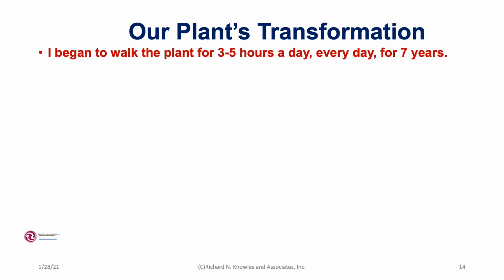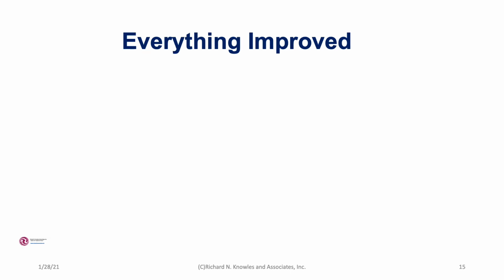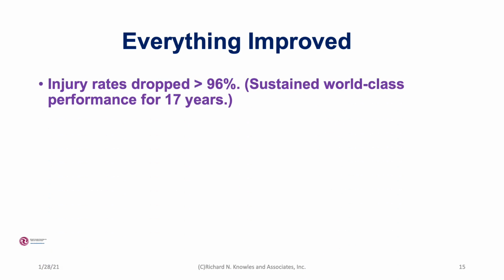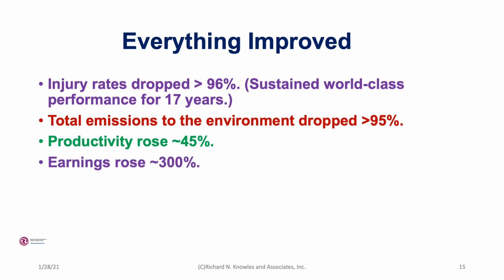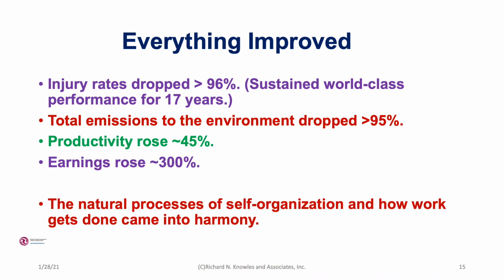So the plant's transformation began to occur. As we did this, everything improved. Our injury rates dropped by 96%, and we did that in the first 3 years, but it sustained that level of world-class performance for 17 years. Total emissions to the environment went down about 95% in 5 years. Productivity went up about 45%, and earnings rose about 300%. So things got a whole lot better as we began to move forward.